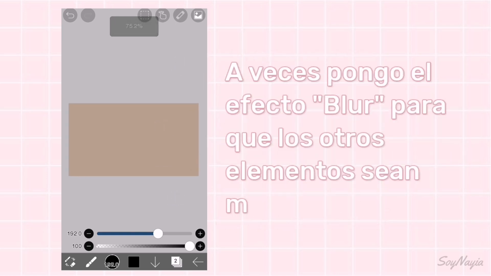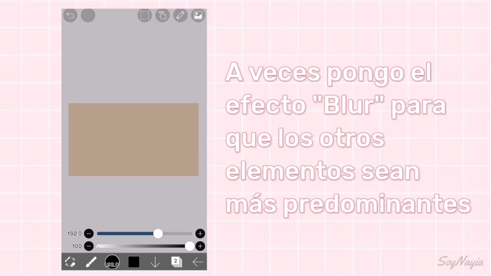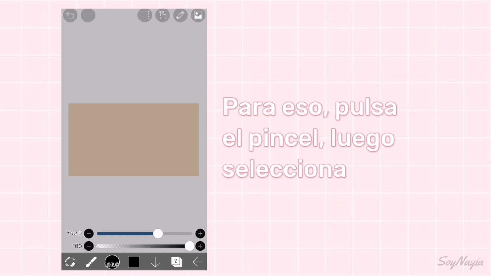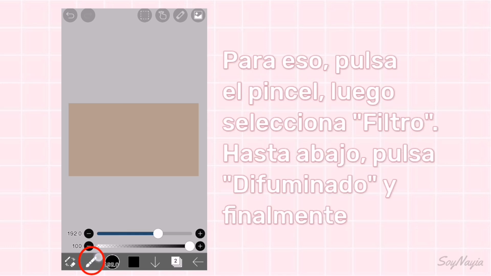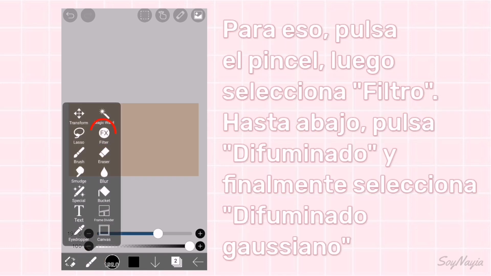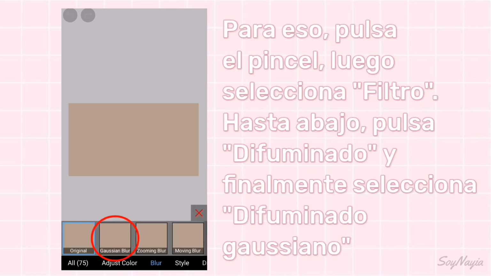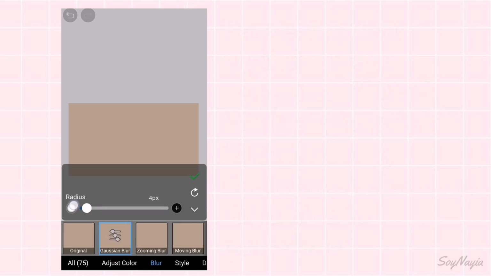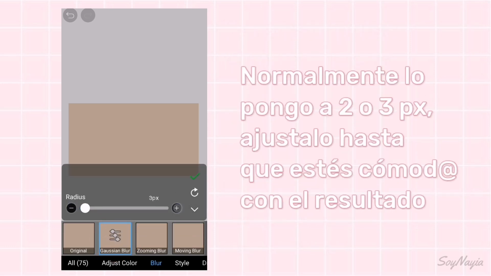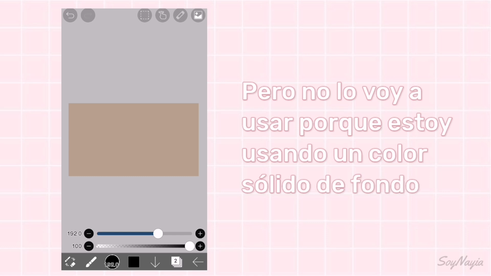Sometimes I put the blur effect, that way the other elements are going to be the most outstanding ones. To do that, you have to select the background layer, click the brush, and then select filter. At the bottom, click on blur, and then select Gaussian blur. I usually put it at 2 or 3 pixels, but adjust it until you are comfortable with the result. But I'm not going to use it because my background is a solid color.